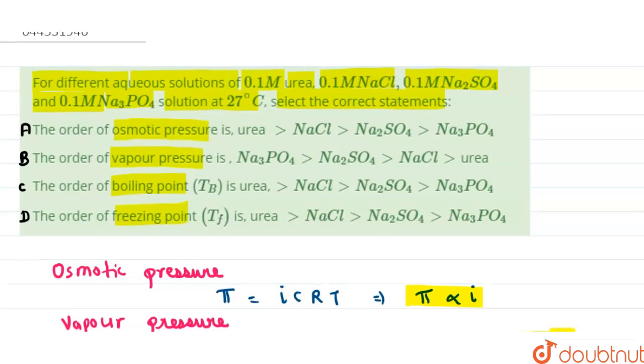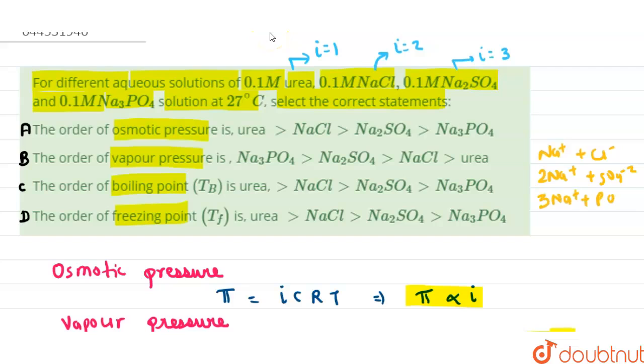So if we consider urea, the van't Hoff factor will be simply equal to 1. For NaCl, which is dissociating into Na plus and Cl minus, its van't Hoff factor will be i equals 2. For Na2SO4, which is dissociating into 2Na plus and SO4 2 minus, its van't Hoff factor will be 3. And for sodium phosphate, which is dissociating into 3Na plus and phosphate ion, its van't Hoff factor will be 4.